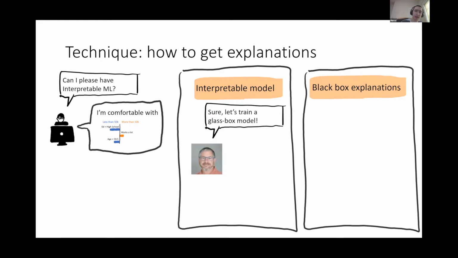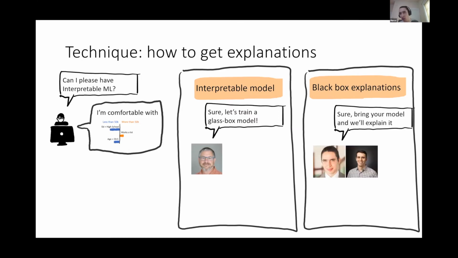So Rich would fall in the first camp mostly, and he would say, let's train a glass box model. So he might say, hey, you want local linear explanations? Let's train a model that produces local linear explanations. He probably would not say linear model. He'd probably say, let's use a GAM or something like that. But the point is that you train a model that is able to deliver the kind of explanation, the explanation type you want. Whereas me and Scott would probably say, just bring whatever model you're using, and we'll come up with techniques that can generate this kind of explanation.